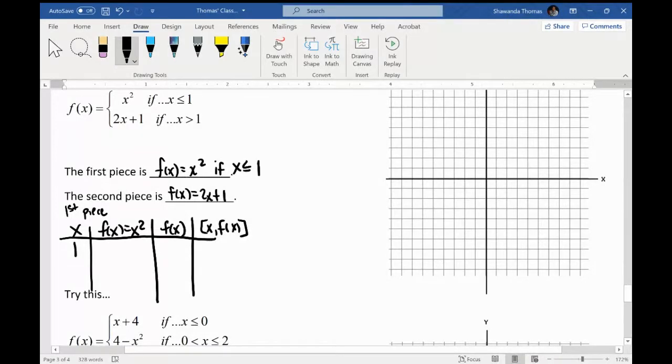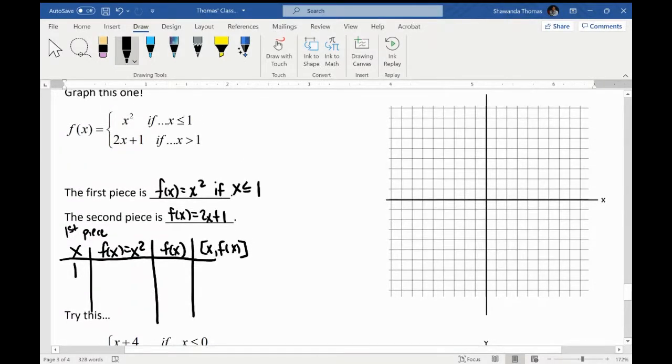What other numbers will qualify, x values that are less than or equal to 1? 0. Give me something else. -1. Now, what's the shape of this first piece? It will be a piece of a what? You may not know, but what's the degree? 2.